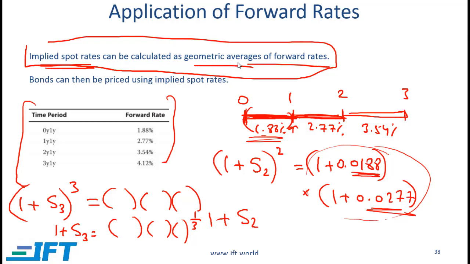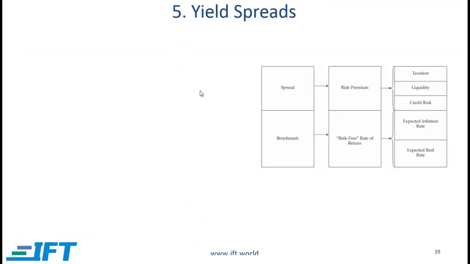So if you are given forward rates, how can you come up with the arbitrage free price of a bond? Remember, to come up with the arbitrage free price of a bond, you take each cash flow and then discount at the appropriate spot rate. Given the forward rates, you can compute the spot rates, and then you can use the spot rates to discount each cash flow. All right, so this is fairly straightforward.